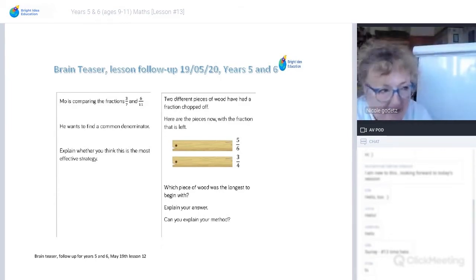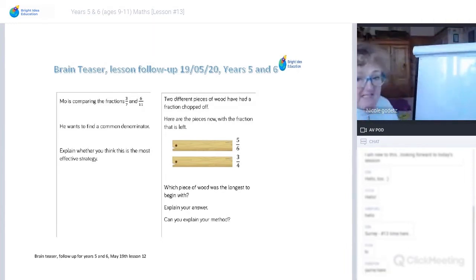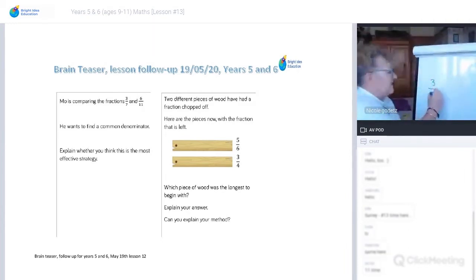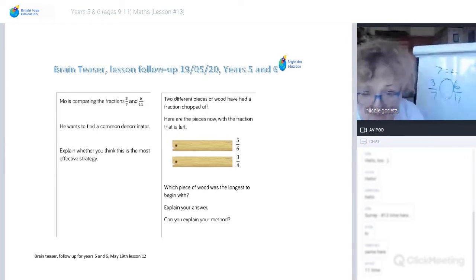So have a look at the brain teaser. Now that first question says, Mo is comparing the fractions 3/7 and 6/11. Now what is going to go in there? Greater than, equals, less than. Now Mo says he's going to find a common denominator, which of course he can, and he can multiply the denominators. They're both prime numbers, so they're not going to be multiples of the same number. So he's going to find a common denominator.